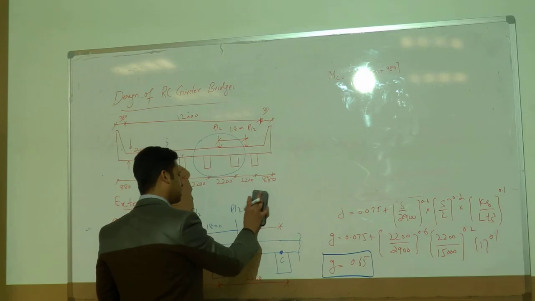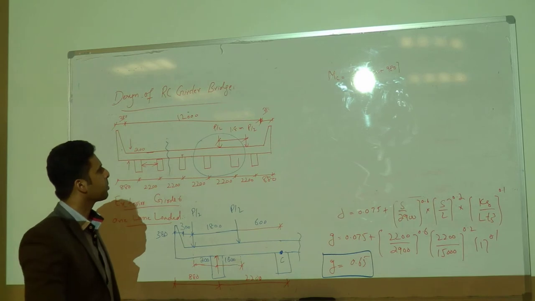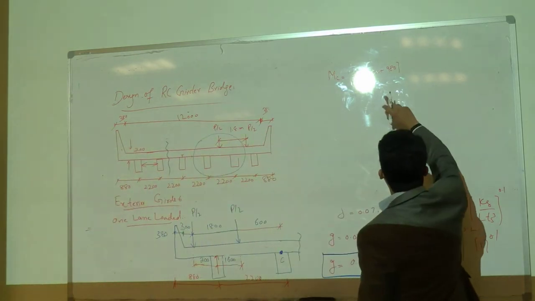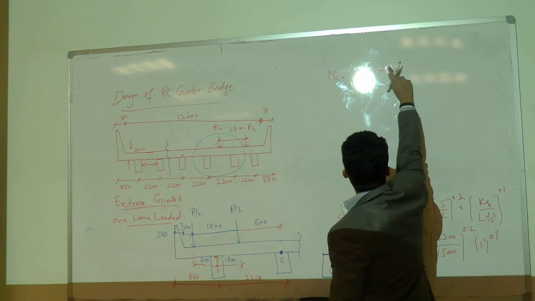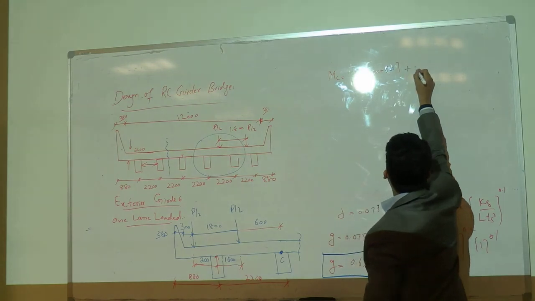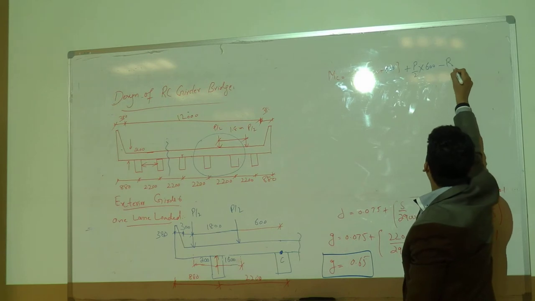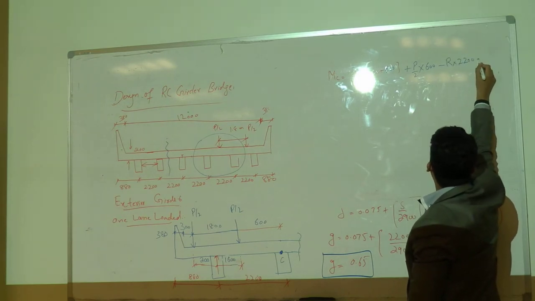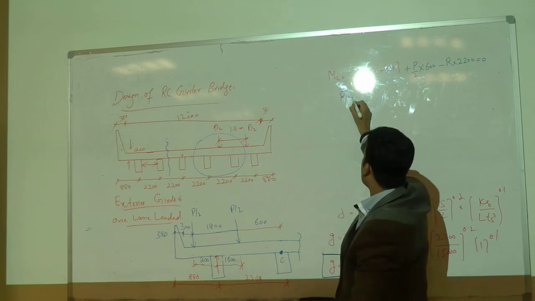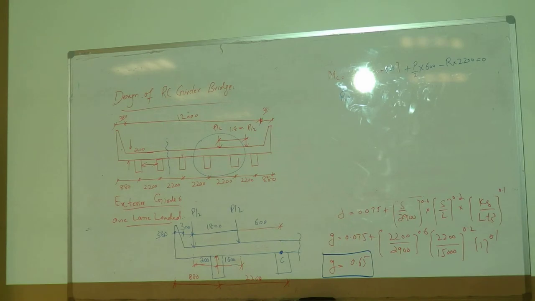And this distance will be 600. P by 2, 1800 plus 600. This is this force plus P by 2 into 600 minus R into. So from here we can find out R. How much is R? You can find this R in terms of P.